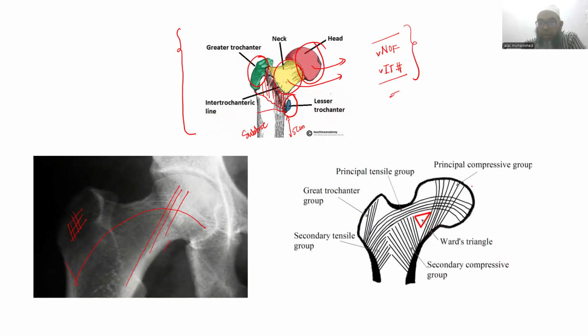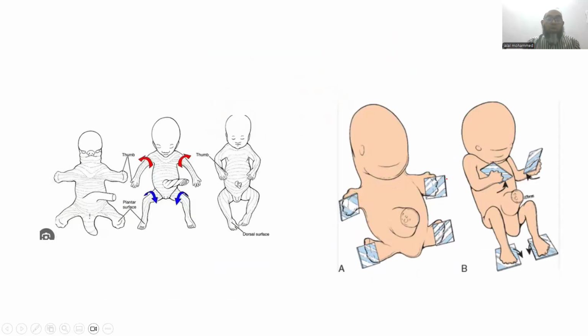Among the compression trabeculae, we have the primary compression trabeculae, and partially the secondary compression trabeculae. In the same way, we have primary tensile and secondary tensile. The last is at the greater trochanter, that is the greater trochanteric trabeculae. If you see, this is the area where we won't have any trabeculae. So this is the weakest point in the neck of the femur. This is called Ward's triangle.